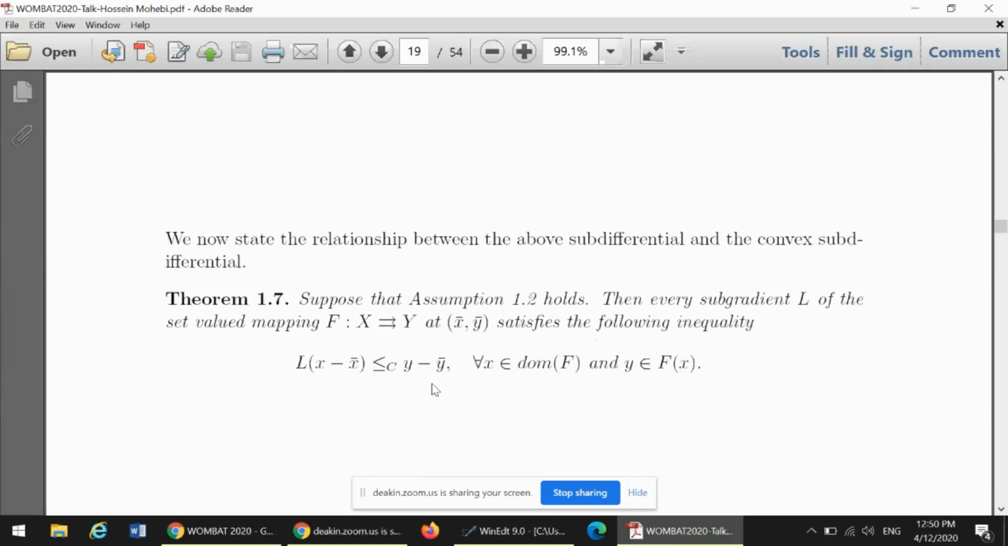We give the relationship between the above subdifferential and the convex subdifferential. Suppose that assumption 1.2 holds, then every subgradient L of the set-valued mapping F satisfies the following inequality.